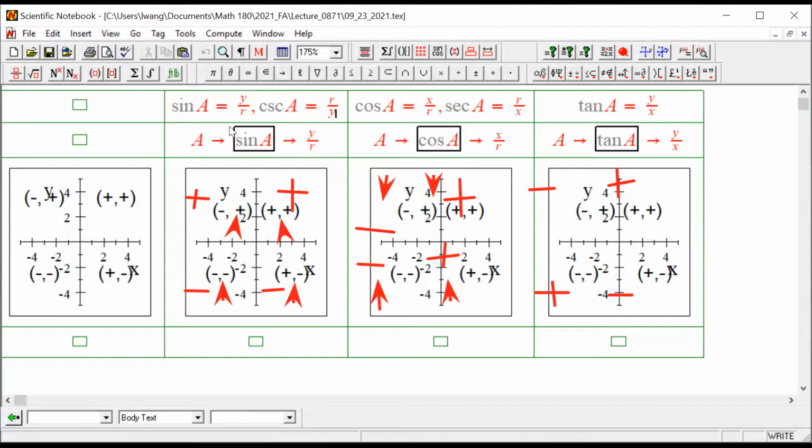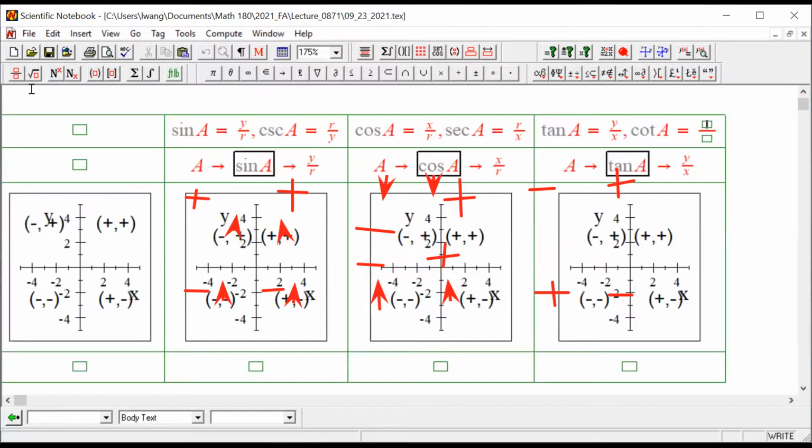Use your common sense. Use your basic understanding of the mathematical principles. You can figure it all out by yourself. You don't need other people to tell you. You don't need to memorize a lot of things. Now, last but not least, how about cotangent? Cotangent is X over Y, right?